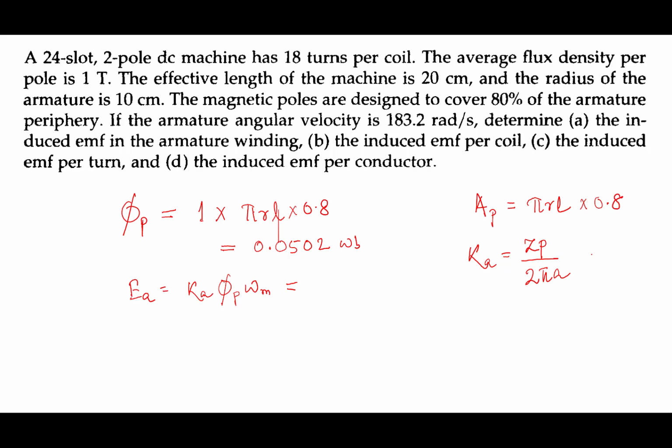Now you can find it, right? Just put the values, you will find K. 5p is given, omega m you can find, right? Omega m is also given, it is here, 183.2 radian per second, right? Okay. Now you substitute, you will find the voltage across the armature EA. So what is the voltage you got?